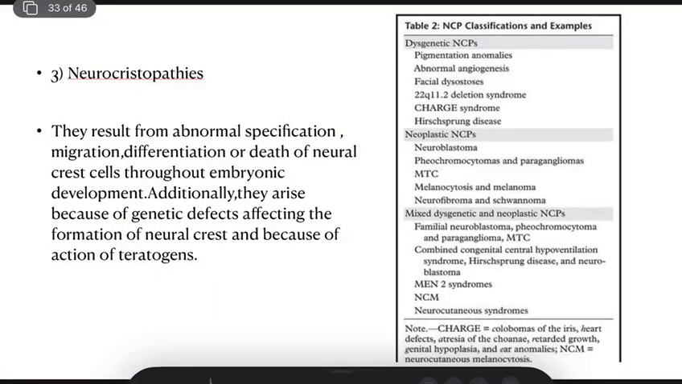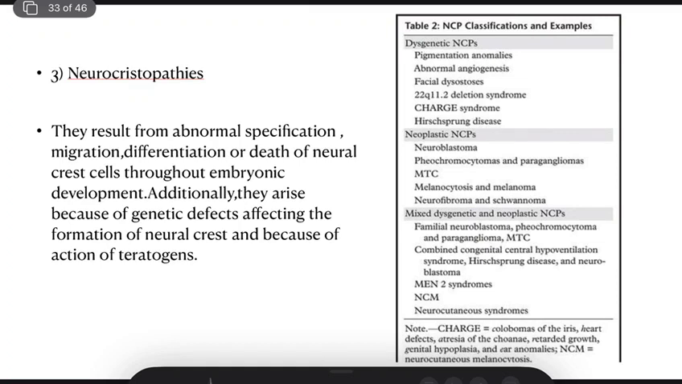That is, dysgenetic neurocristopathies are pigmentation anomalies, abnormal angiogenesis, facial dysostosis, 22q11.2 deletion syndrome, CHARGE syndrome, Hirschsprung disease. And neoplastic neurocristopathies are neuroblastoma, pheochromocytoma, paragangliomas, and MTC, melanocytosis and melanoma, neurofibroma and schwannoma. MTC is medullary thyroid carcinoma.